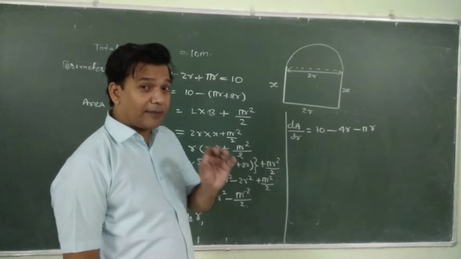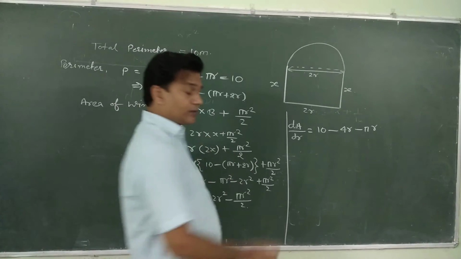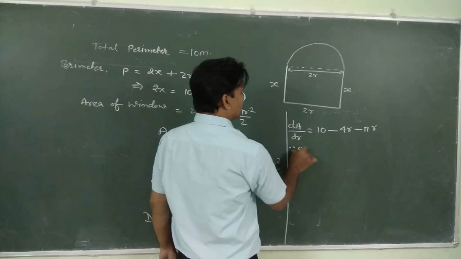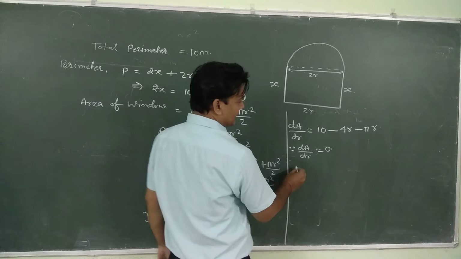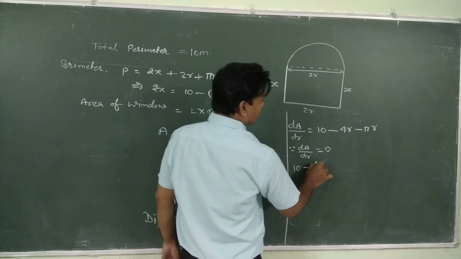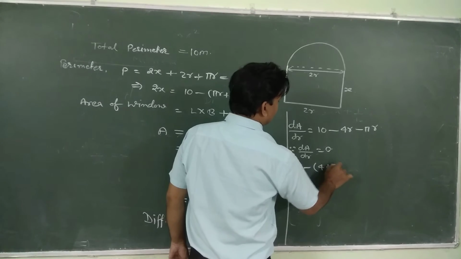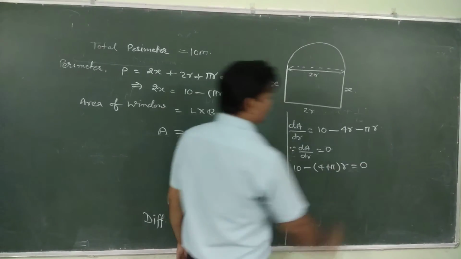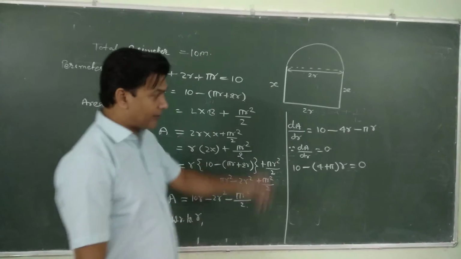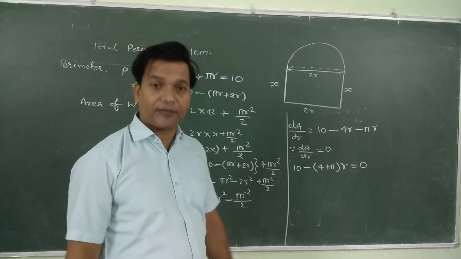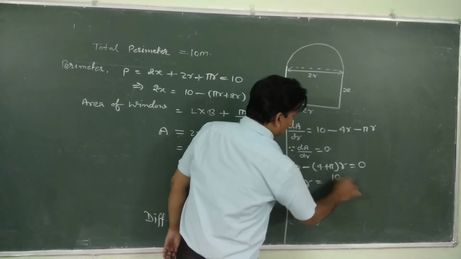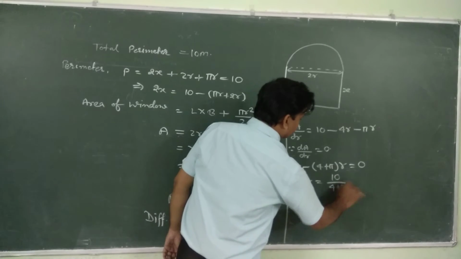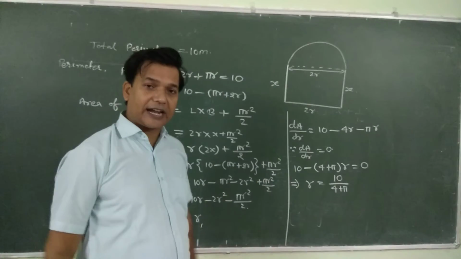Since dA by dr is equal to 0, that's why 10 minus (4 plus pi) into r is equal to 0. So by the help of this we can easily calculate the value of the radius. This implies r is equal to 10 upon 4 plus pi. This is our radius value.